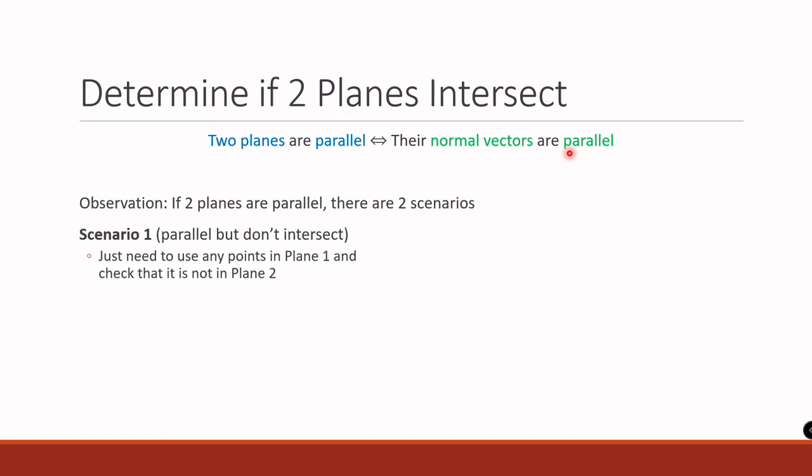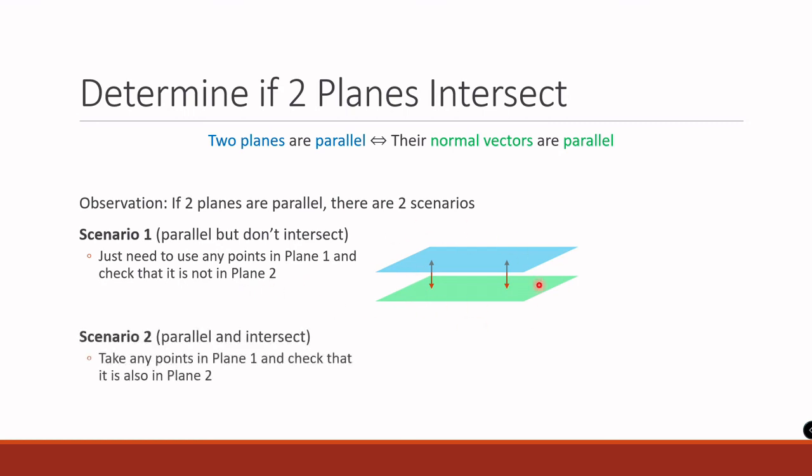Yep, so the scenario will go like this. If two planes are parallel, first scenario, maybe they don't touch each other at all. They're just parallel, but they don't touch each other. So how do we check whether they touch or not? All you need to do is to substitute any point in plane 1 into plane 2, just like the line example just now. Most likely, or confirm, if you do this checking, it will not satisfy the equation of plane 2 because they don't intersect under this scenario.